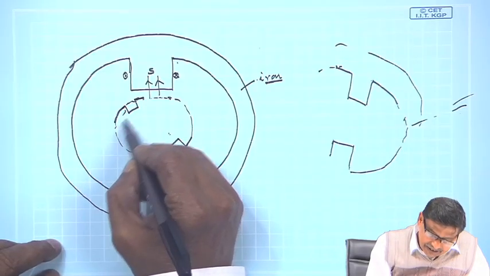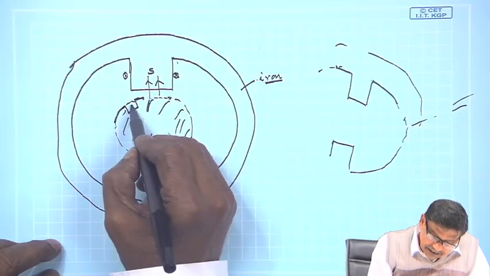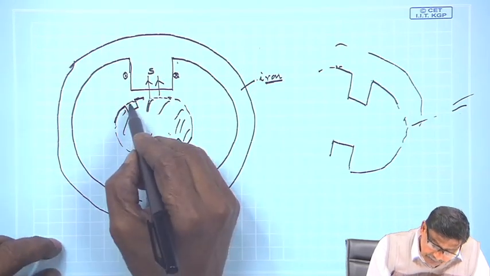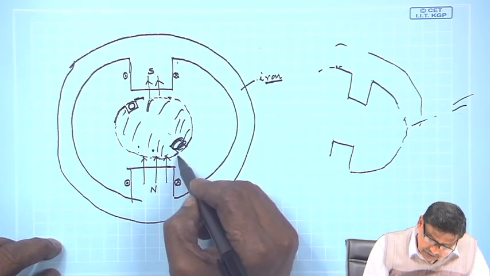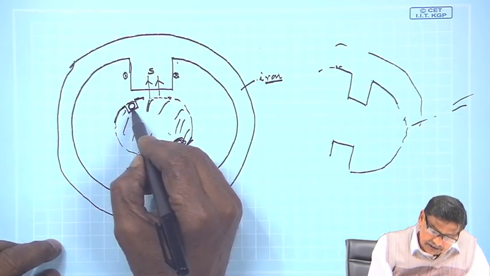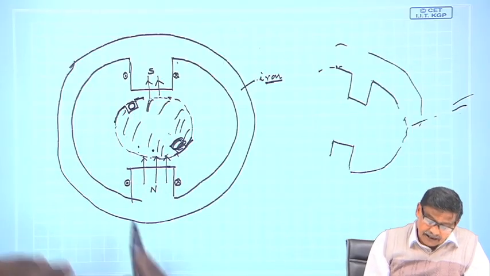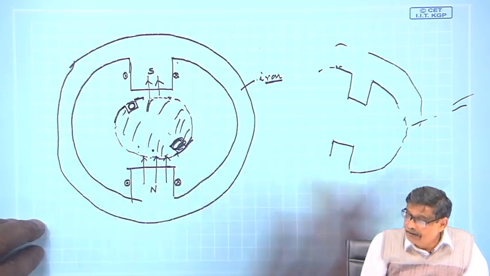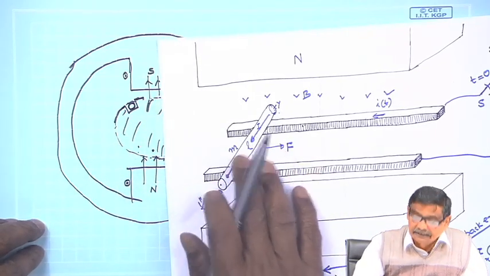So, these are all iron, but here it is air, you have cut it. Now, here you can place a conductor, forget about this slot, a single conductor. I can place a conductor like this. Okay. And this will resemble our single conductor generator here.